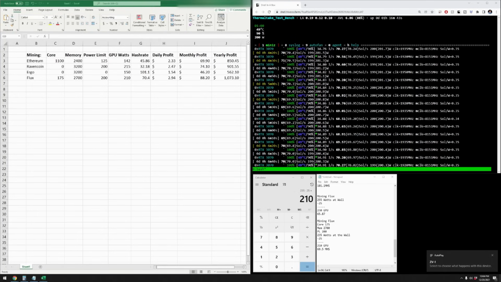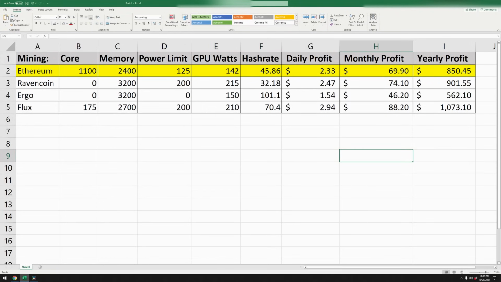Okay, we have wrapped up our testing for tonight. Oh my gosh, I'm so surprised by the results. And man, did I have some struggles. So let's go ahead and go through it. So Ethereum, we went over together. We determined our profitability per day was $2.33.